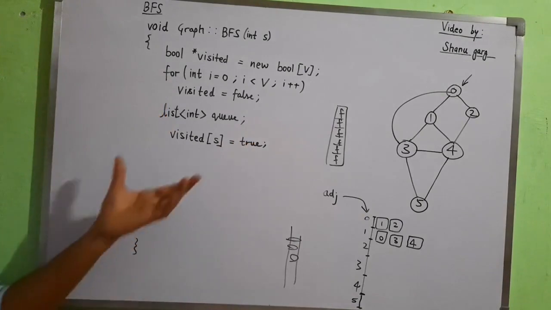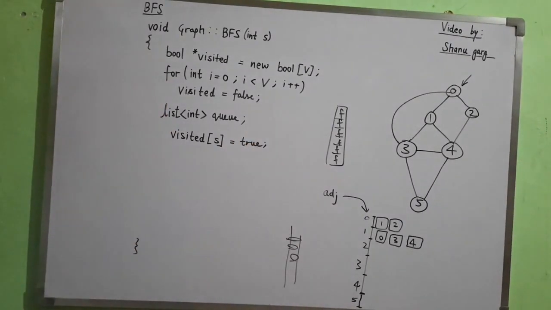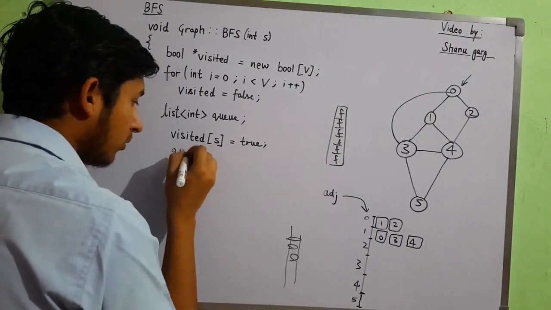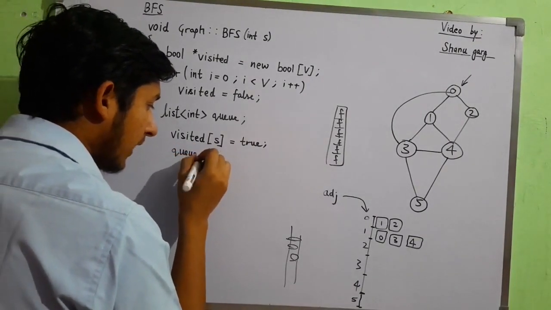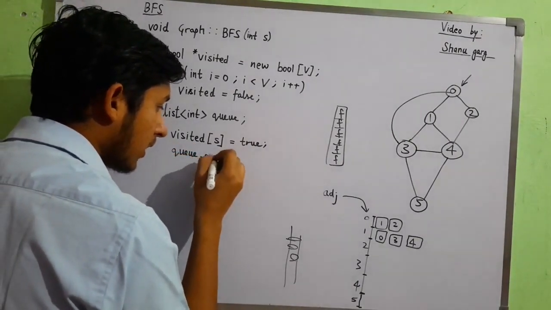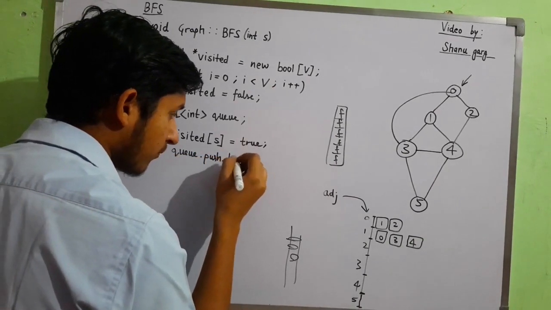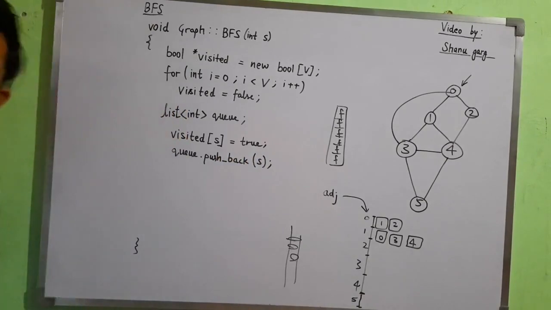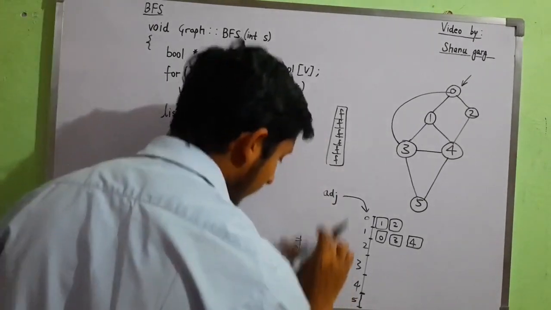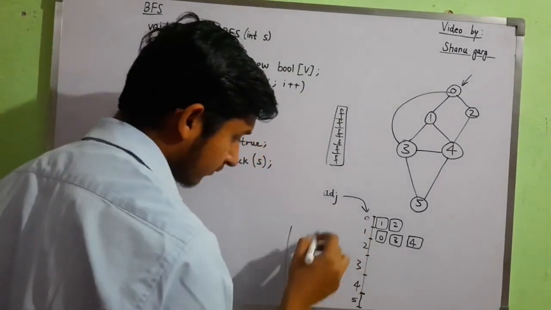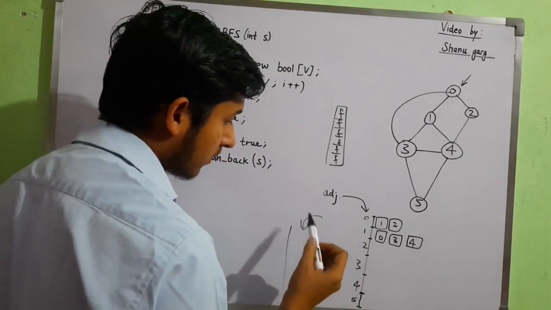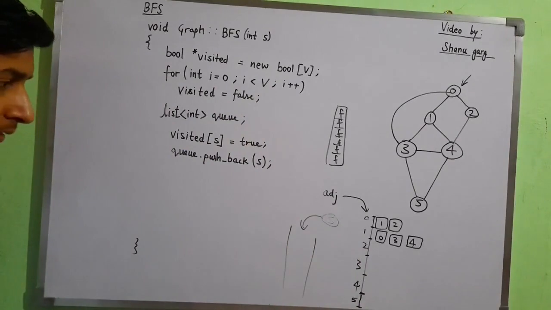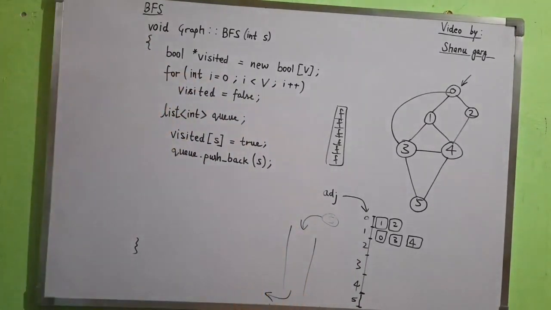Now we have visited s. Next thing we have to do is q will have a pushback of this s. Make sense? We have this q and the s will be pushed to this from the backside. The queue has started.